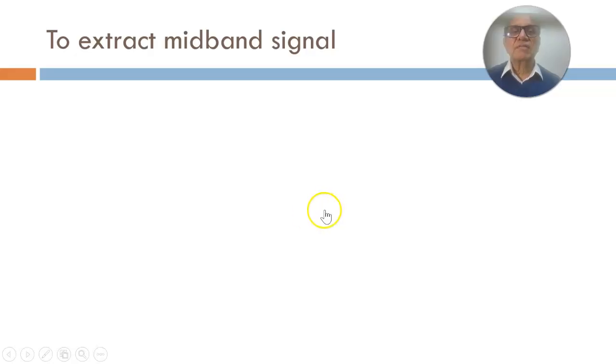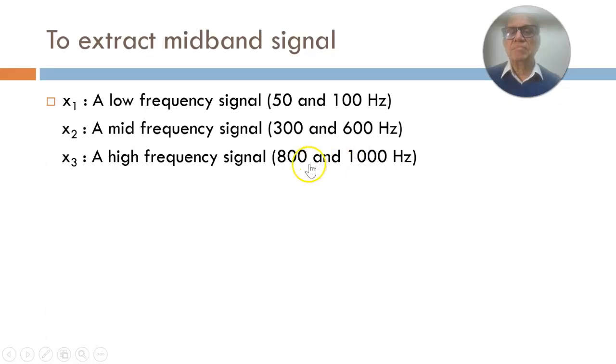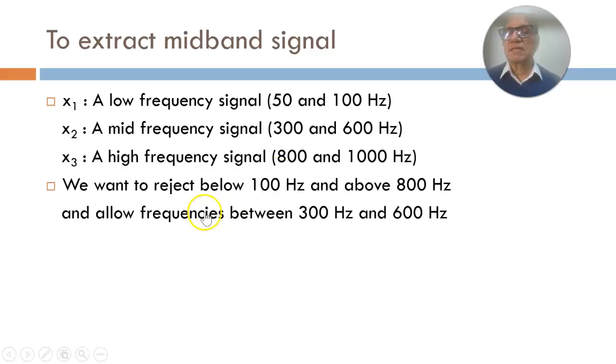Now suppose you want to extract the mid-band signal, then you need to change the coefficients. And how do you obtain them? So now since you want to reject X1 and you want to reject X3 but allow only X2, that means your lower cutoff frequency should be between 100 and 300, and the upper cutoff frequency should be between 600 and 800 Hertz. Okay. So the lower cutoff you choose, as we said, between 100 and 300 Hertz. So that is 250 Hertz.